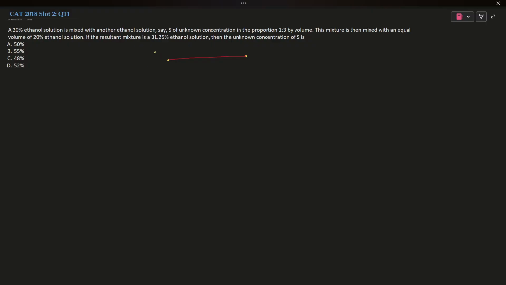So let's say this is the 20% solution, this is the S percent solution. They are mixed in the ratio 1:3. 1 part of 20%, 3 parts of S percent. Then I will get some mixture. This is the resultant mixture. So the resultant mixture will be given as 1 into 20 plus 3 into S by 1 plus 3. So this will give me 3S plus 20 by 4.